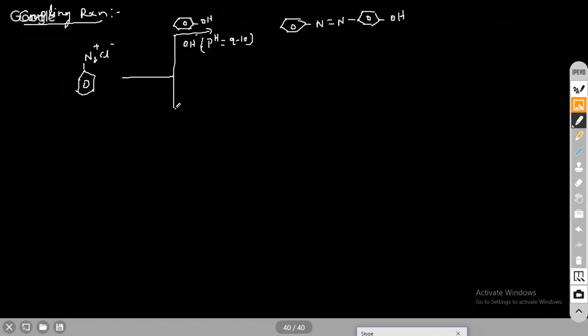What happens if we take here aniline, NH2? This reaction takes place in acidic medium. Here we get the same kind of reaction, N double bond N, HCl goes out and we'll get NH2 here.